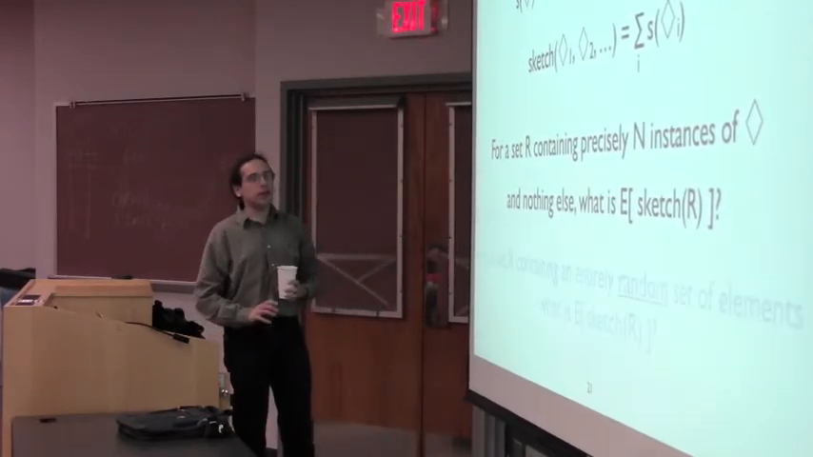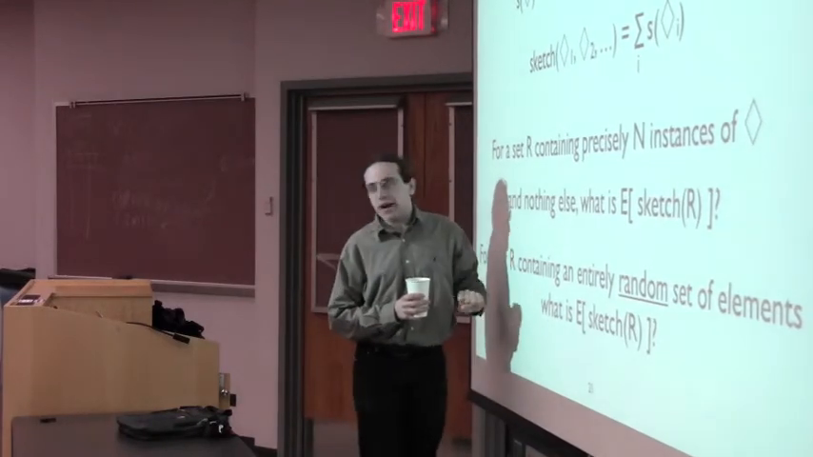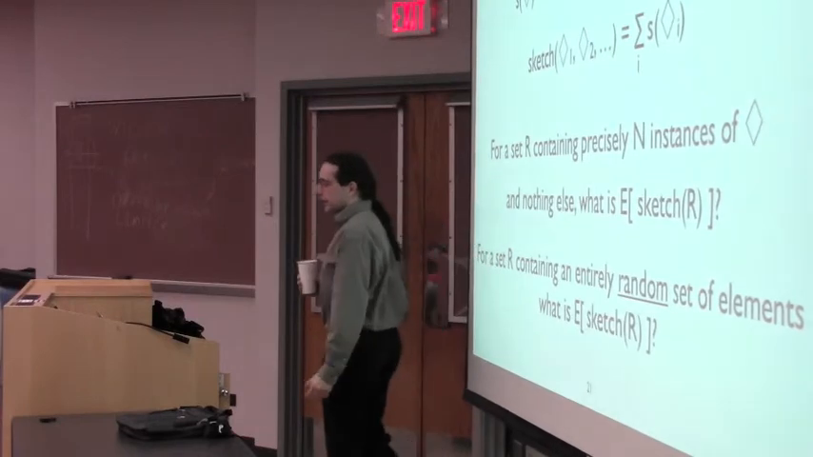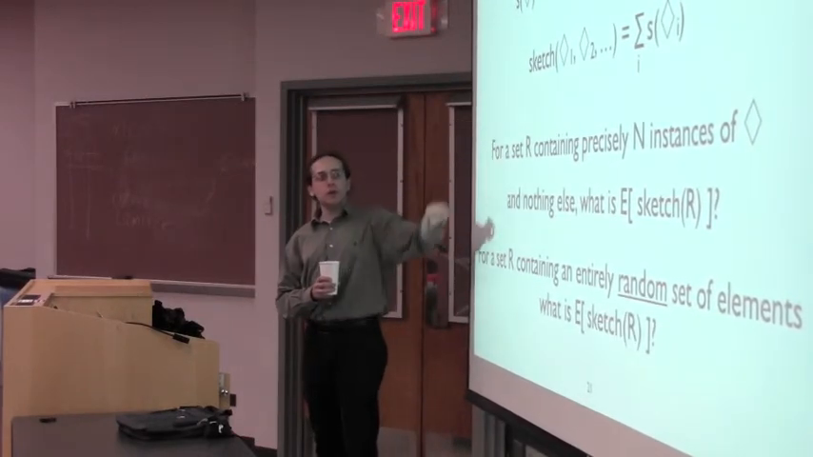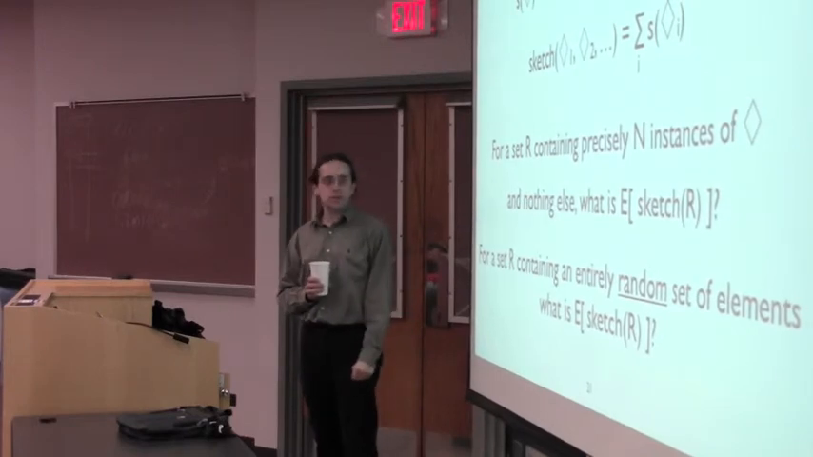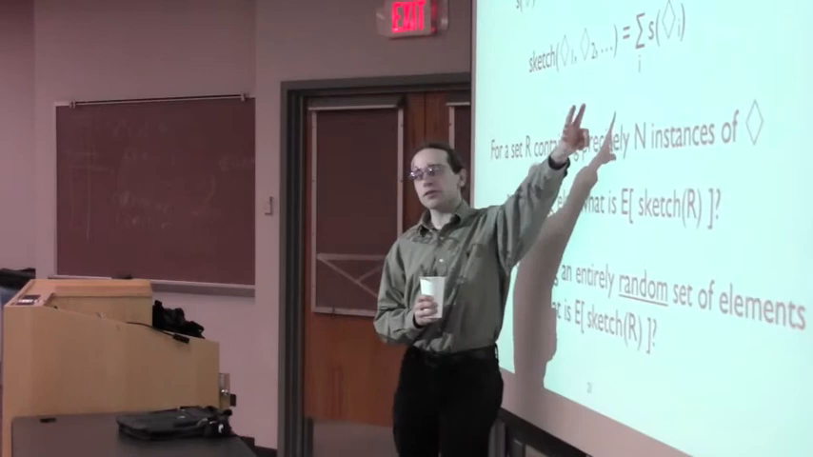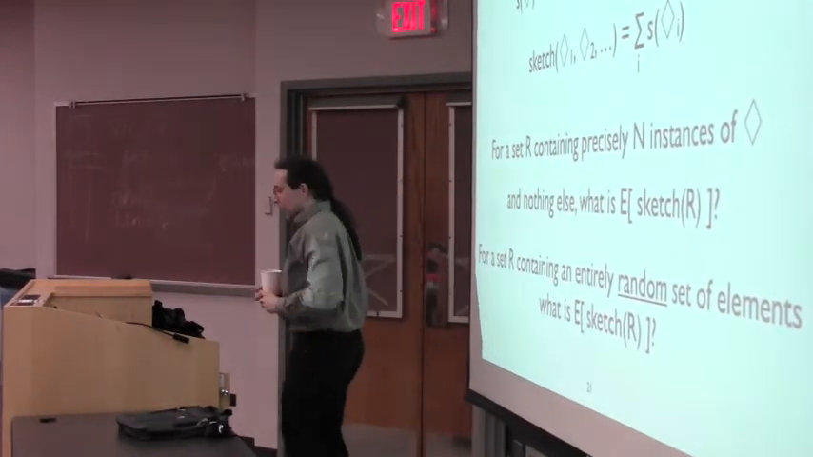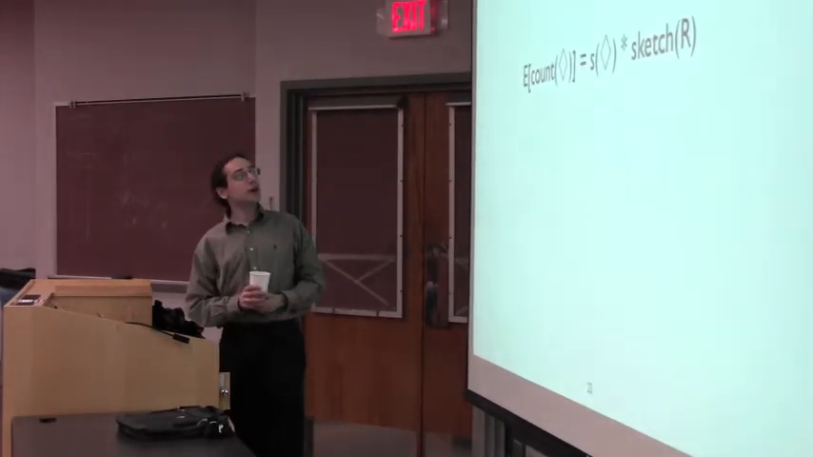All right, here's the somewhat non-intuitive bit. If the set is entirely random, I pick just some arbitrary set and ask, what is the expected sketch value of that entirely random set? What is the expected value of this sum? Zero. Exactly. Okay. Now here's where things get really trippy.